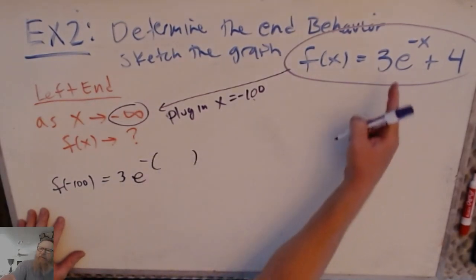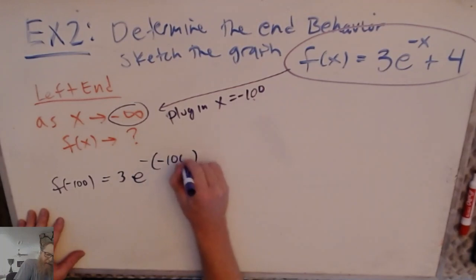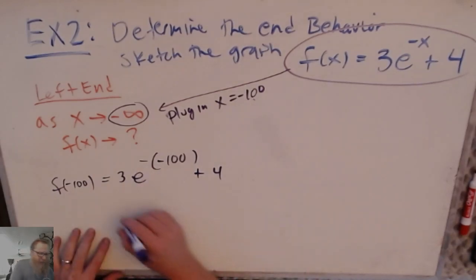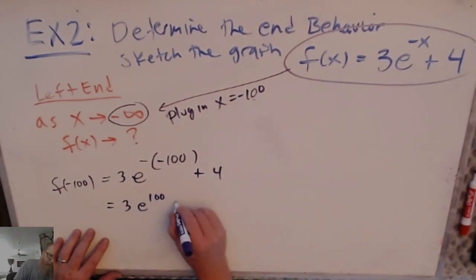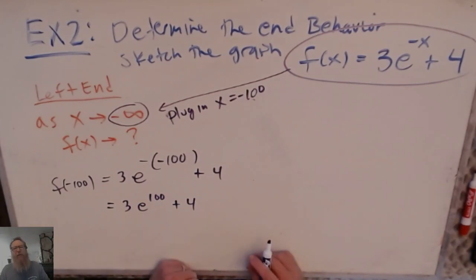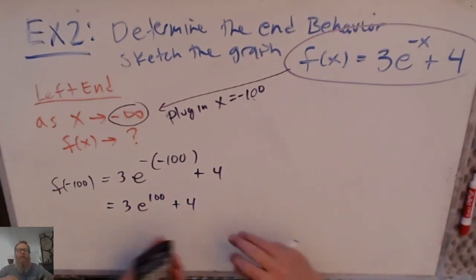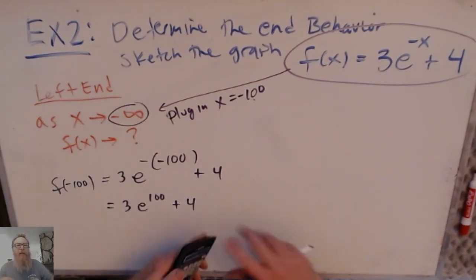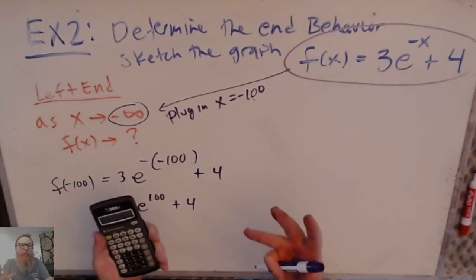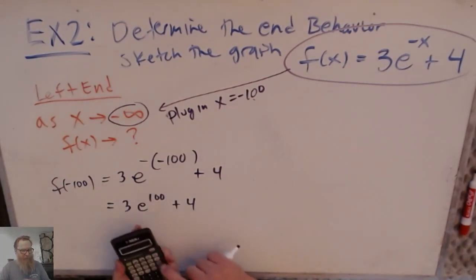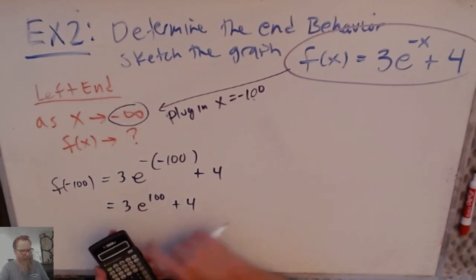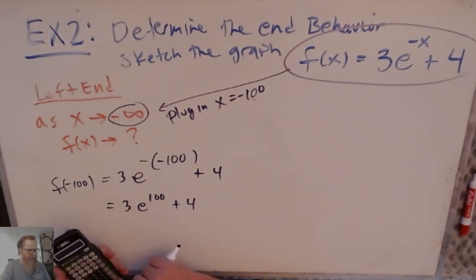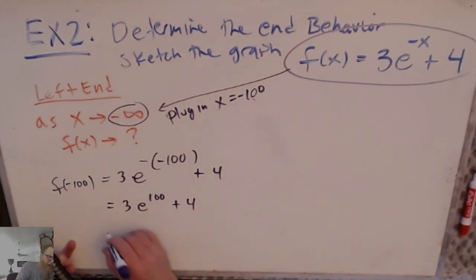3e to the negative. Now be careful, there's already a negative in the problem. So when you plug in a negative, it's going to be a double negative. And you're going to get 3e to the 100th. All right. Now if you get a really big number that blows up your screen, call that infinity. If you get a really big negative number that blows up your screen, call that negative infinity. So let's see, e to the 100th, that's huge. Multiply it by 3, huge. It's a huge positive number.